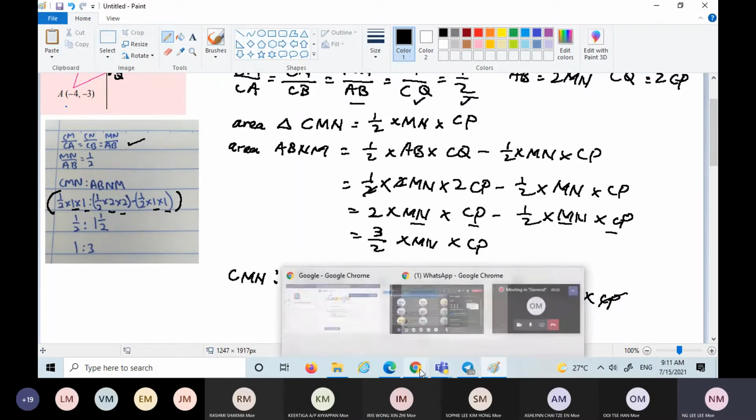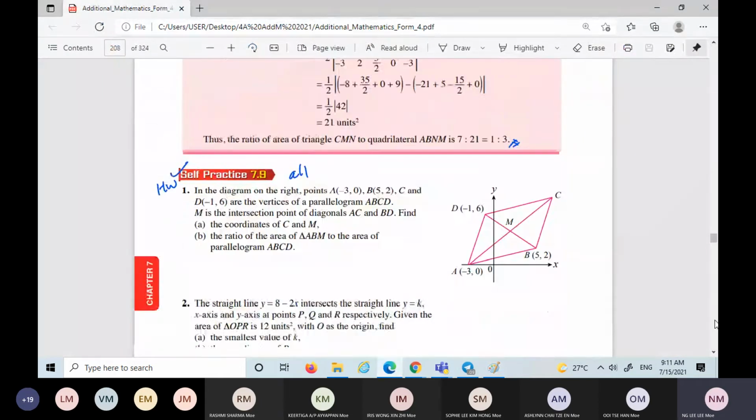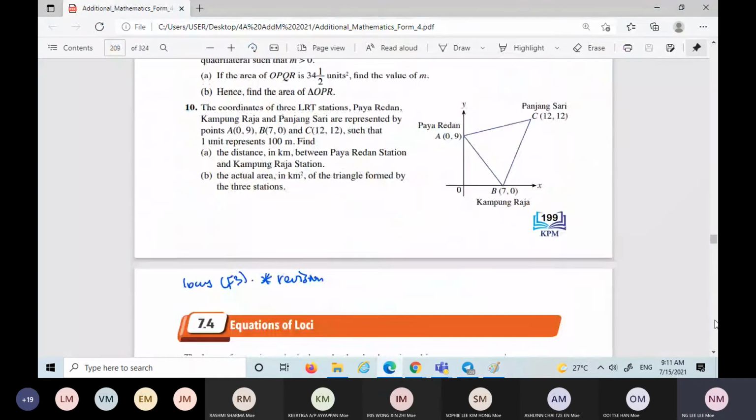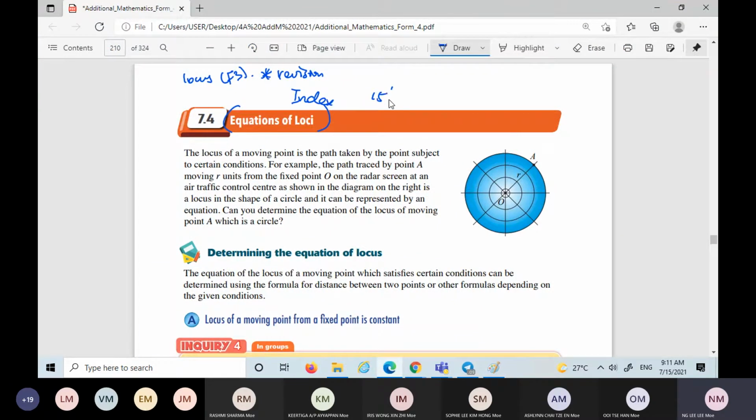Okay, we come back to the textbook. So this one will be today's index. Today is 15. Which book should you use? Still the same book, until we change to different chapters, then we use another book. This one is still in the same chapter, chapter 7.